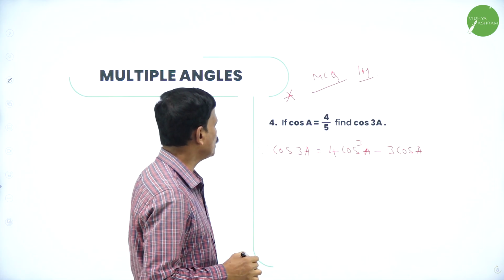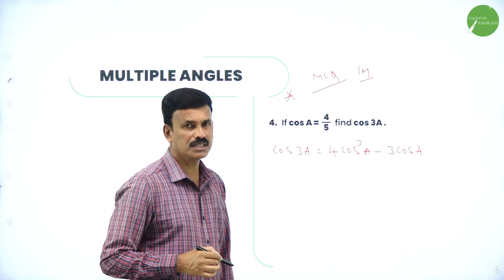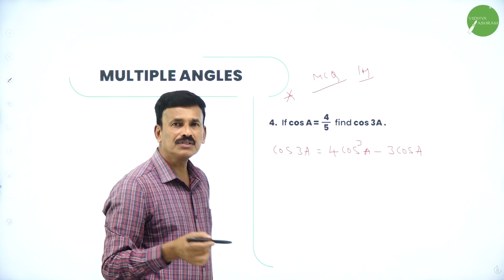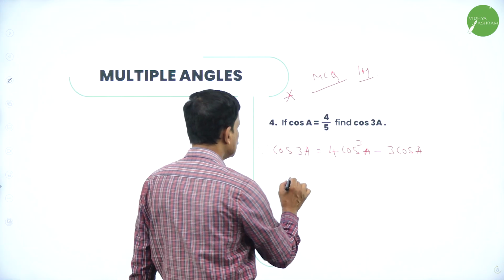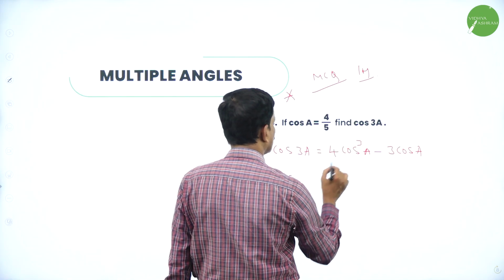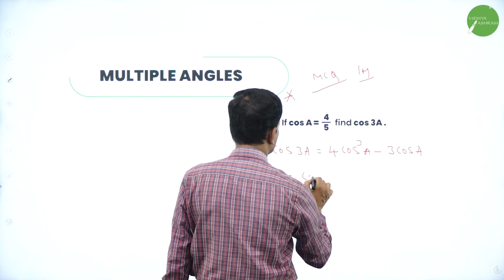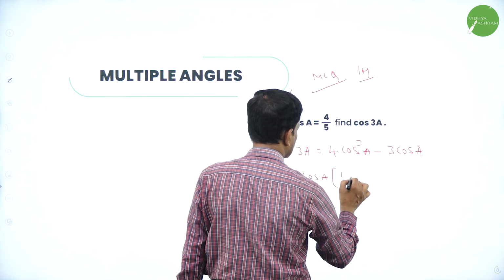4 cos cube a minus 3 cos a. Substitute the value. That's it. Now this can be simplified very easily. Since cos a is given, you can take cos a common factor. Cos a is out. What is left?